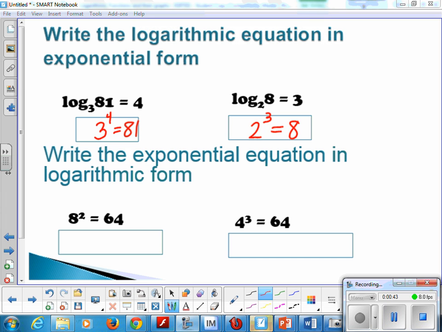Perfect. Okay, so you start with your base. Your base 2 to the power of 3 is equal to 8. It's just like a cycle. The base 3 to the power of 4 is equal to 81. Yeah, it is a cycle.